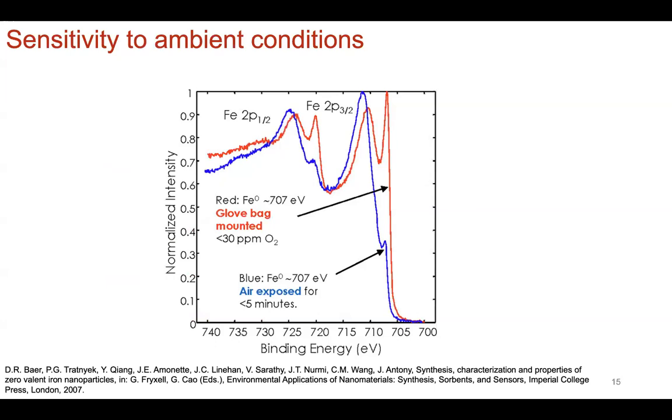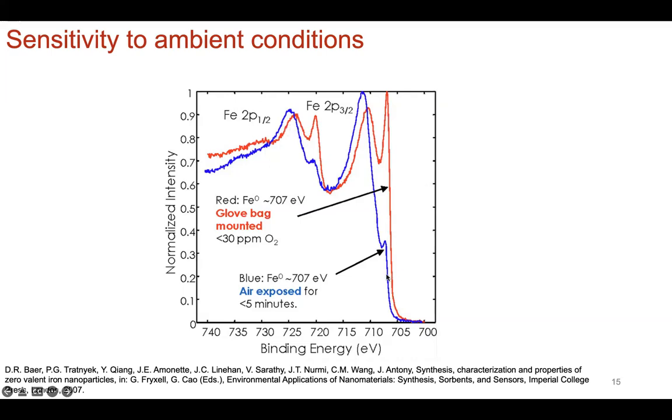Okay. And now some of you work with nanomaterials, some of you work with 3d transition metals. So air sensitivity is a huge issue, and this technique is highly sensitive to that. If you load a sample for a material that is air sensitive, you can see here that with the glove bag that's been mounted, the iron spectrum is maintained.